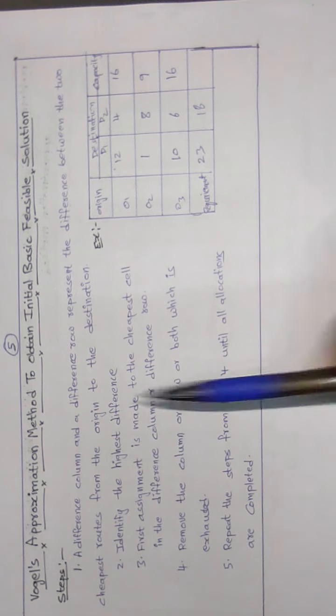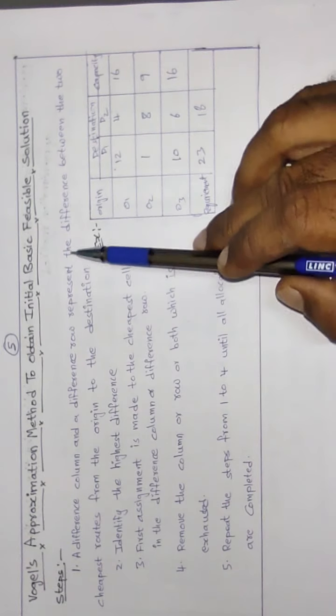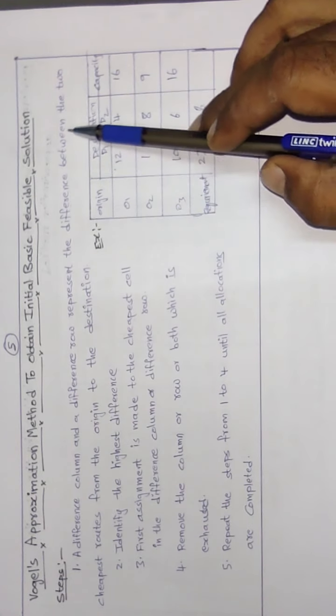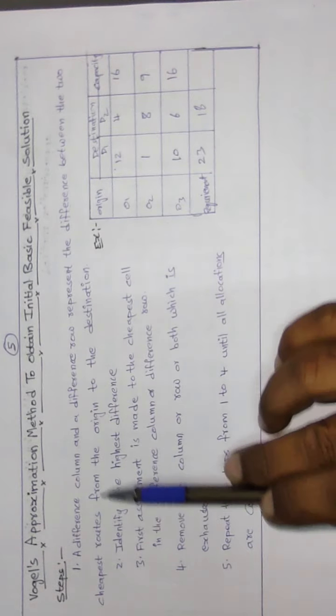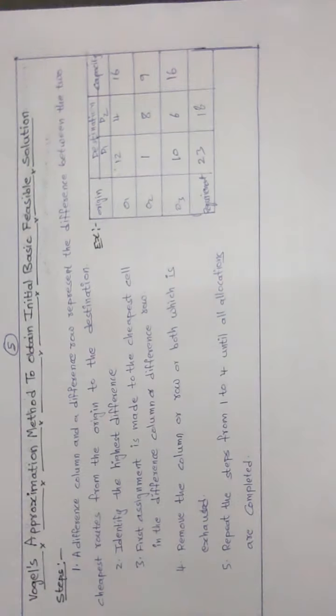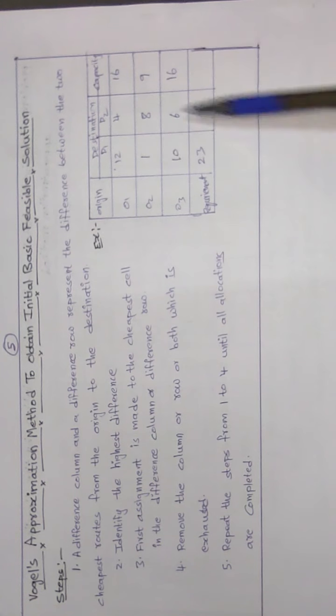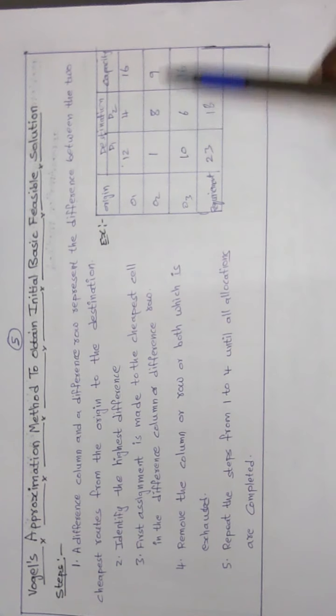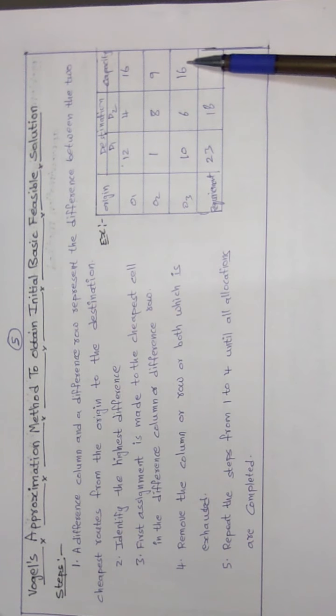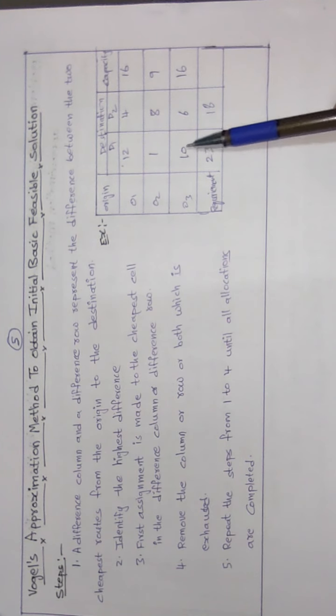A difference column and a difference row represent the difference between the two cheapest routes from the origin to the destination. That means we have to take the difference for the columns as well as for the rows. Which difference do we have to take? The difference between the two cheapest routes.